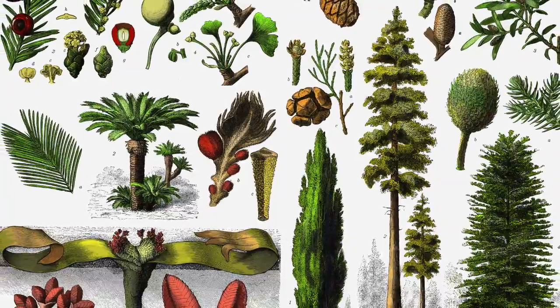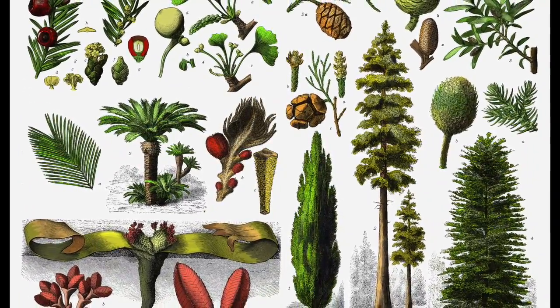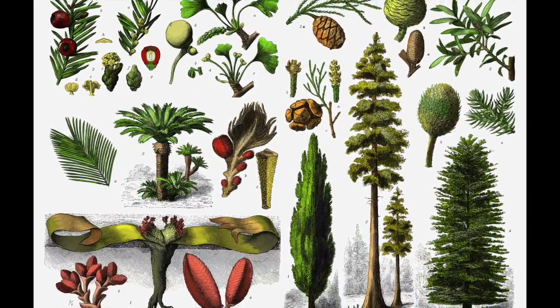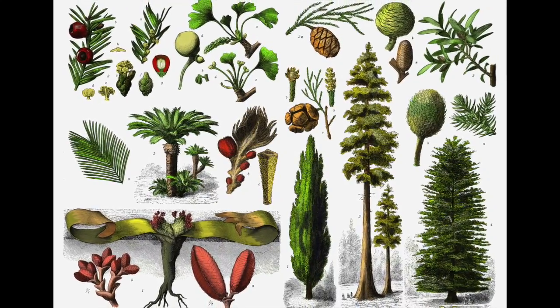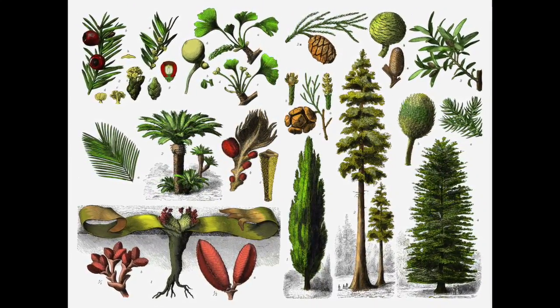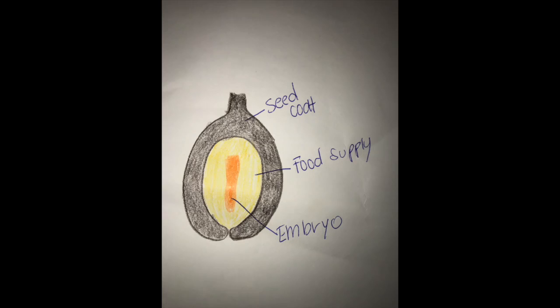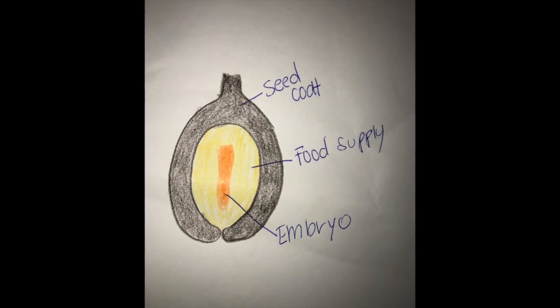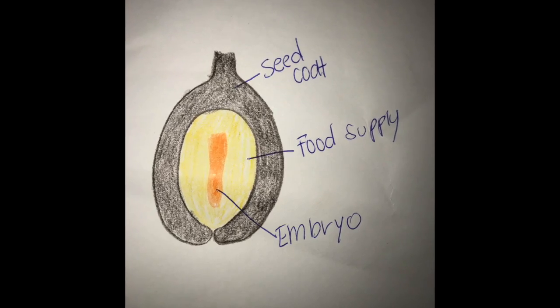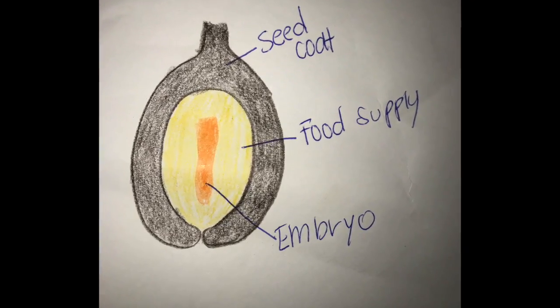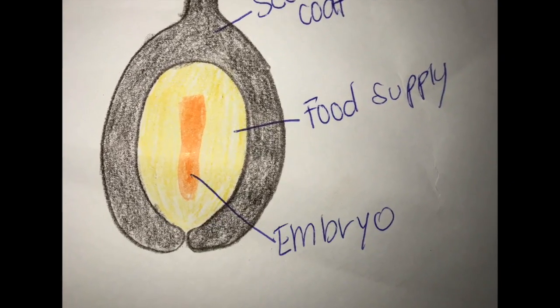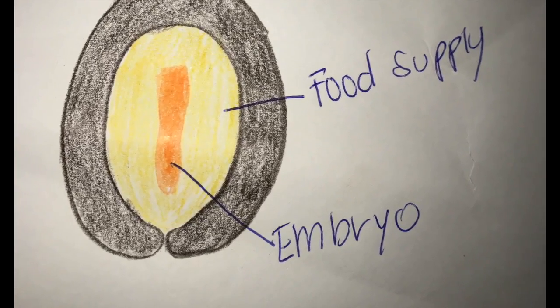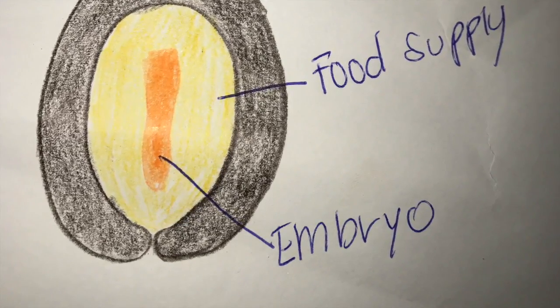A gymnosperm is a plant that has seeds unprotected by an ovary or fruit. Gymnosperms include the conifers, cycads, and the ginkgos. Gymnosperms are located worldwide. This is a gymnosperm seed. The thick brown layer is the seed coat. The yellow part in the middle is the food supply, and the orange part is an embryo.